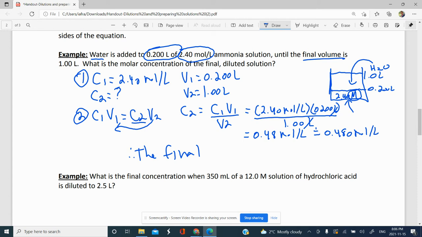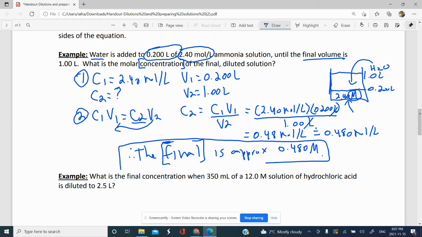So therefore, the final concentration. For concentration, you can put square brackets like this around the word. So final concentration, that's what that means. The final concentration is approximately 0.480 molar, or moles per liter. Again, the square bracket system means concentration.